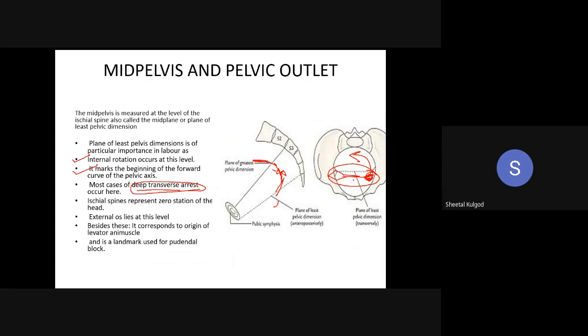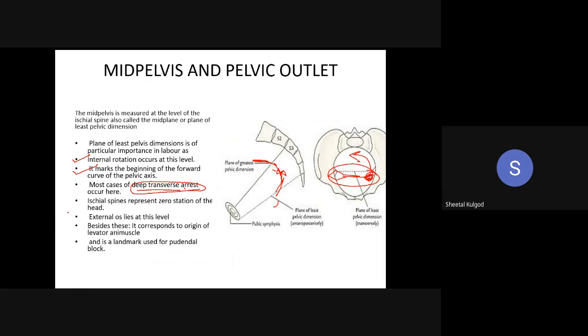So when this rotation does not occur and the fetal head stays in the transverse position for a longer time, more than an hour, at the level of the ischial spines, then we call it a deep transverse arrest. Understood? So this is the plane where the deep transverse arrest occurs, and when we diagnose a deep transverse arrest, the management changes to cesarean section. We can't prolong the labor more. So this is one important thing you have to remember and understand.